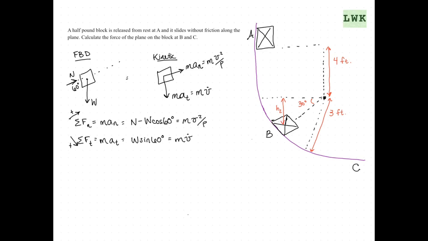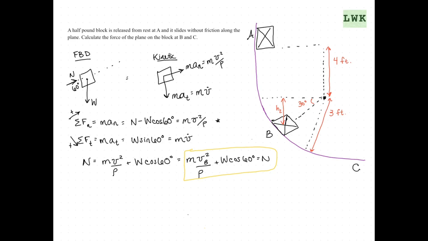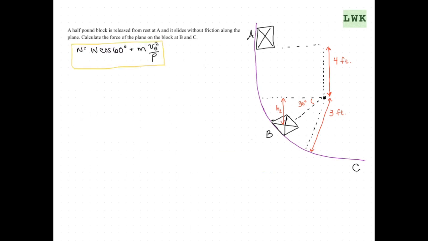We can rearrange these variables to say N equals m v squared over rho plus W cosine of 60 degrees. So mass times v squared at B over rho plus W cosine of 60 degrees equals our normal force. So to use v_B, we're going to have to use our work energy equation that we introduced last time.